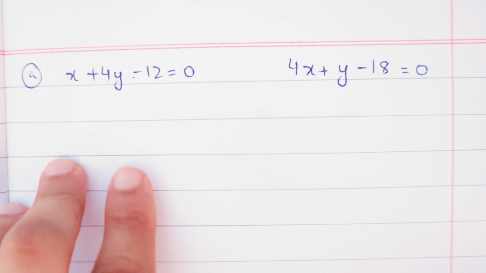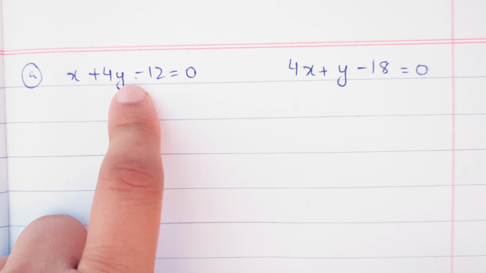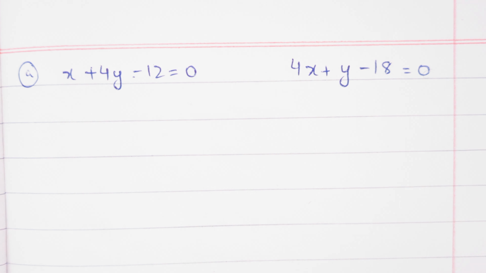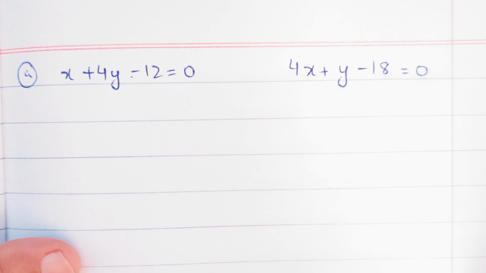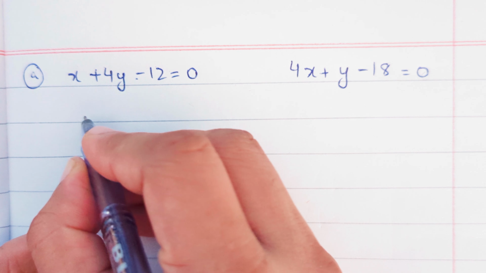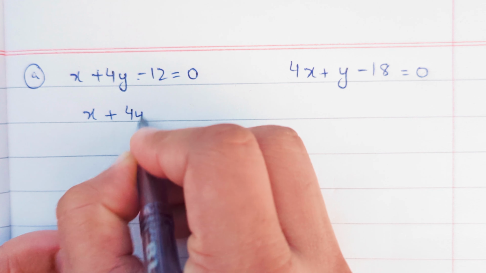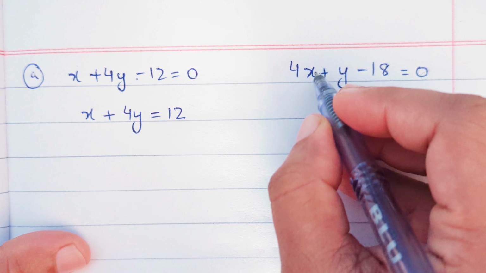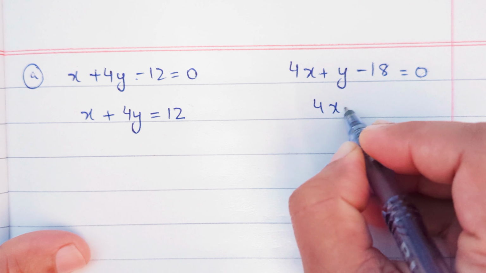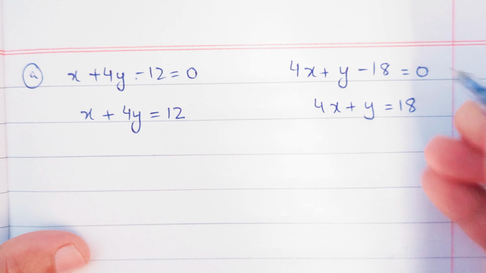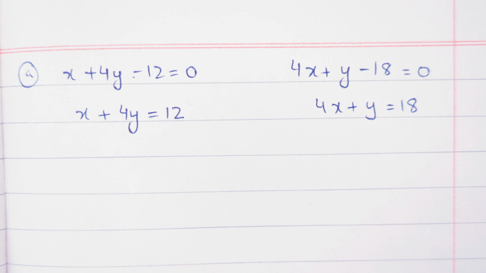So in part A we have two equations, x plus 4y minus 12 equals 0 and 4x plus y minus 18 equals 0. First of all we will move this constant to the other side. It will become x plus 4y is equals to 12. Same here, 4x plus y is equals to 18. Now we will do the same procedure we have done in question number 1.